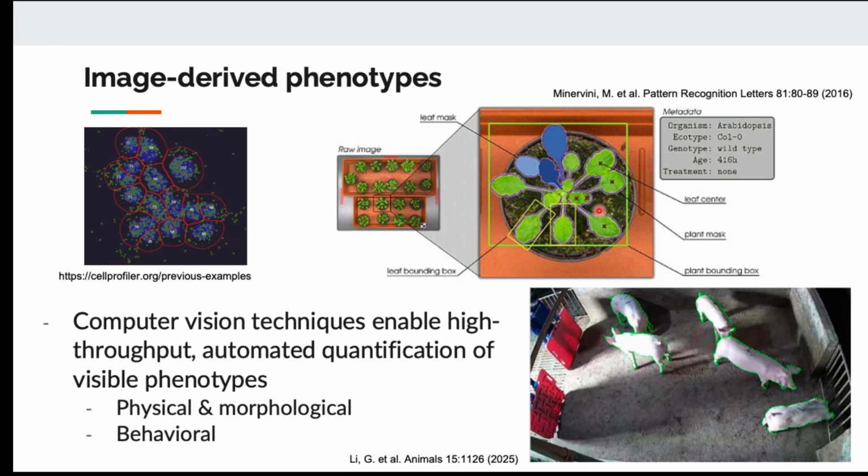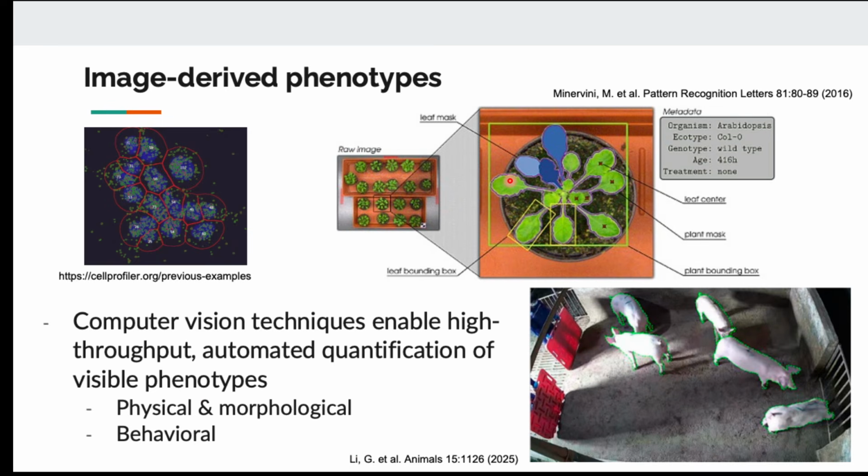Using the technology that we have nowadays, we can detect individual animals in the image. We can detect different parts of the plants, different leaves, automatically using computer vision and artificial intelligence techniques. This allows us to look at multiple plants at the same time and track multiple animals at the same time. So this allows us to get morphological measurements.